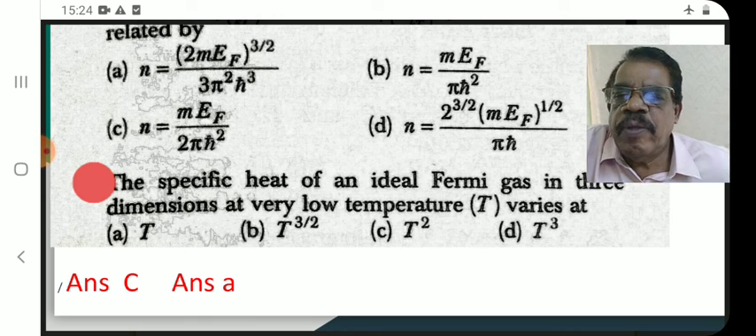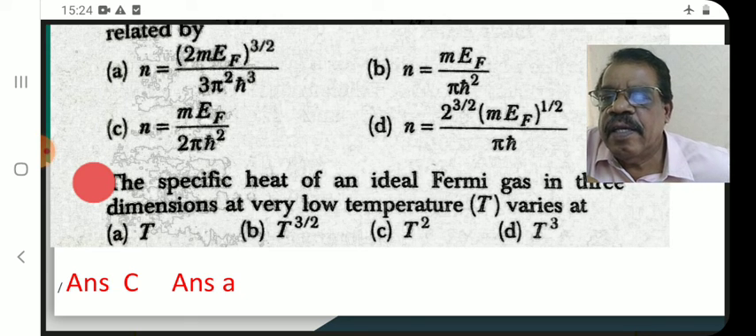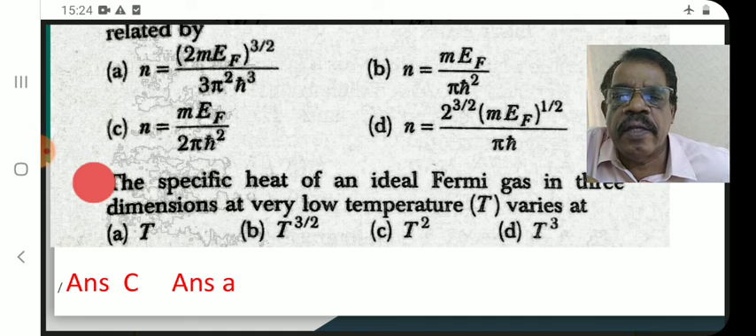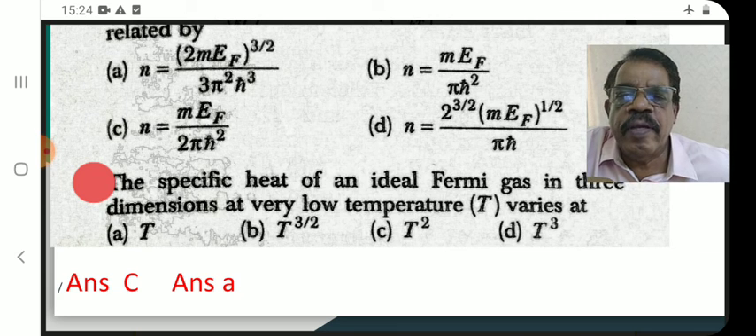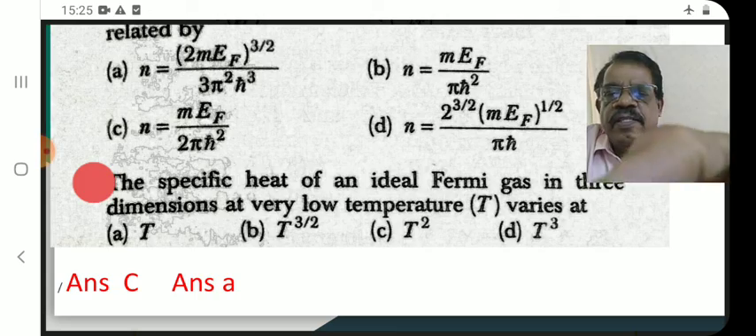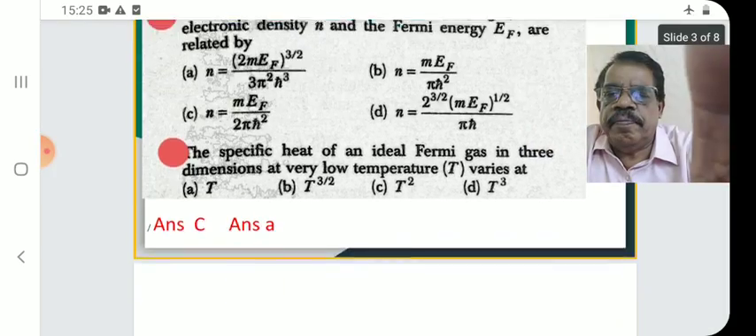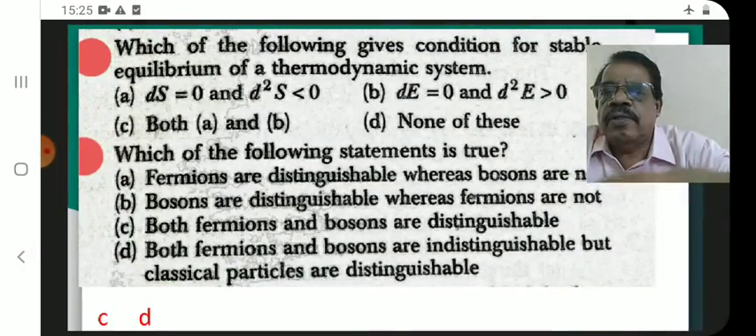Next question, the specific heat of an ideal Fermi gas in 3 dimensions at a very low temperature T varies as: A, T raised to 3 by 2; B, T square; C, T raised to 3; D, T. The answer is T. Next question.